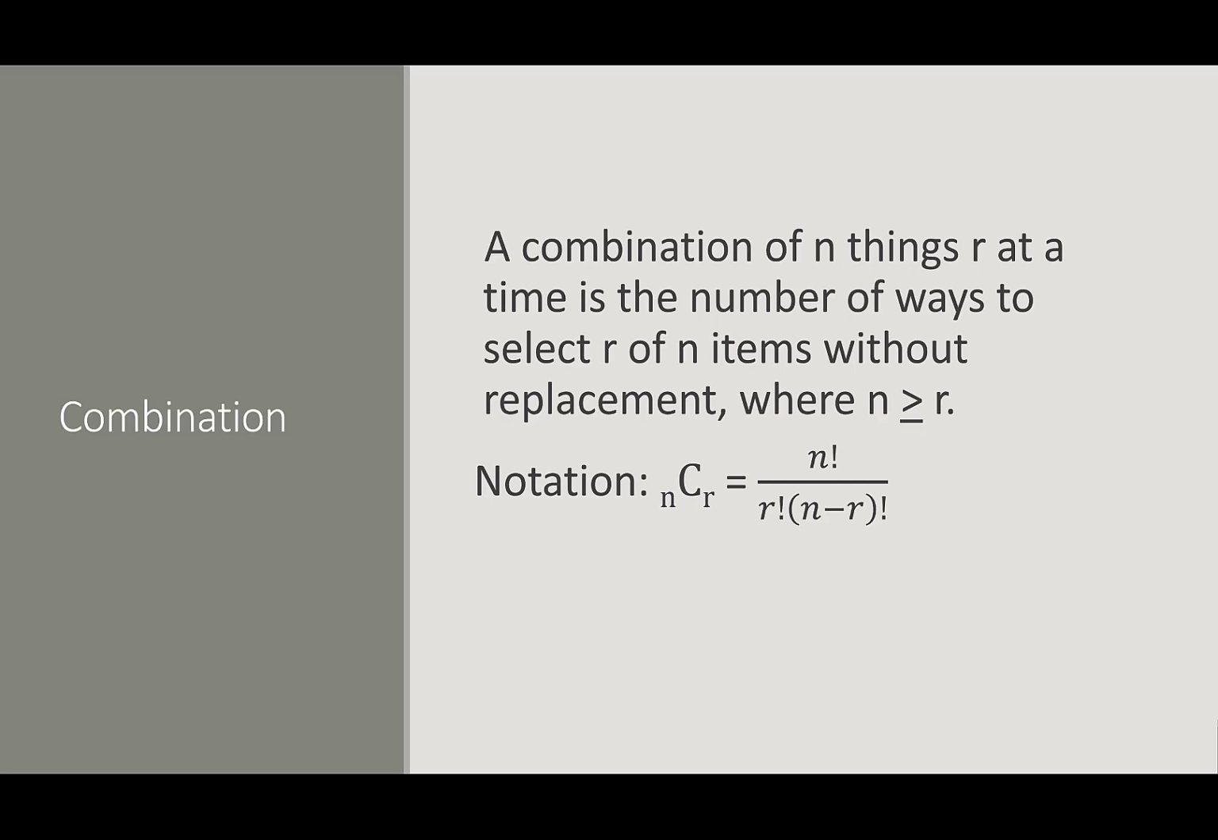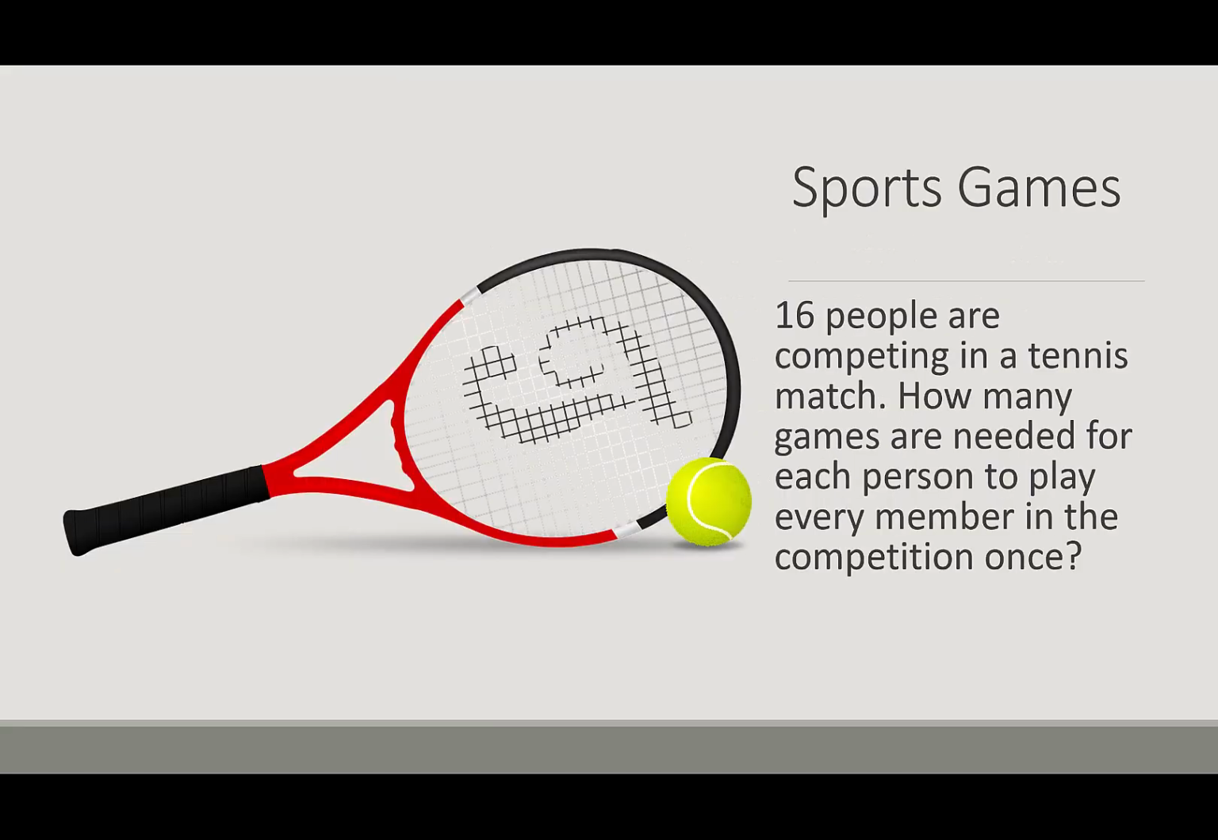We divide by r factorial to take away the order. So this time we have that 16 people are competing in a tennis match. How many games are needed for each person to play every member in the competition once? We're doing a combination of 16 choose 2 because it doesn't matter who we pick first when we pair people up.